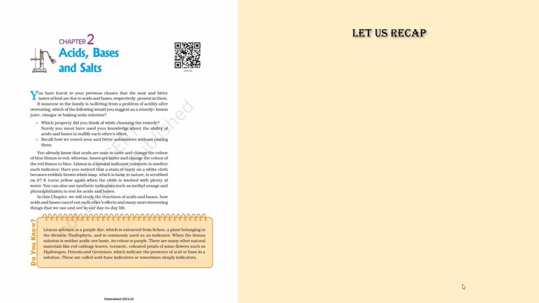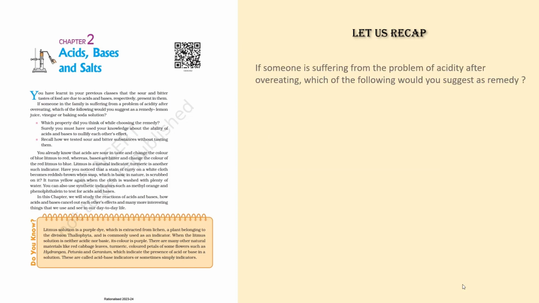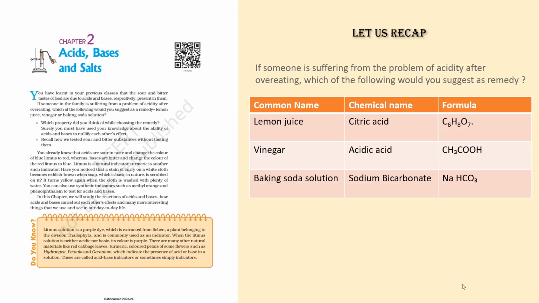But before we start, let's recap an interesting problem. If someone is suffering from the problem of acidity after overeating, which of the following would you suggest as a remedy? They are lemon juice, vinegar, and baking soda solution. If you see the chemical constitution of lemon juice, it is citric acid. That means it is acidic in nature. Vinegar is acetic acid. And baking soda solution is sodium hydrogen carbonate, or sodium bicarbonate.